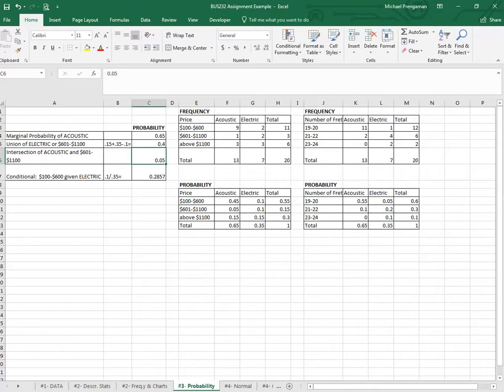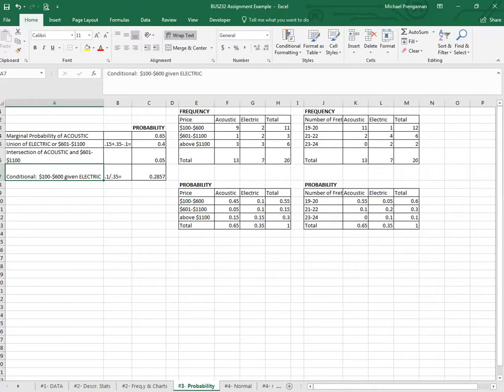The last example to demonstrate is a conditional probability. In this case, I would like to know the probability of being in the $100 to $600 range given that it's an electric guitar. So that would be in the $100 to $600 range given that it's an electric guitar.